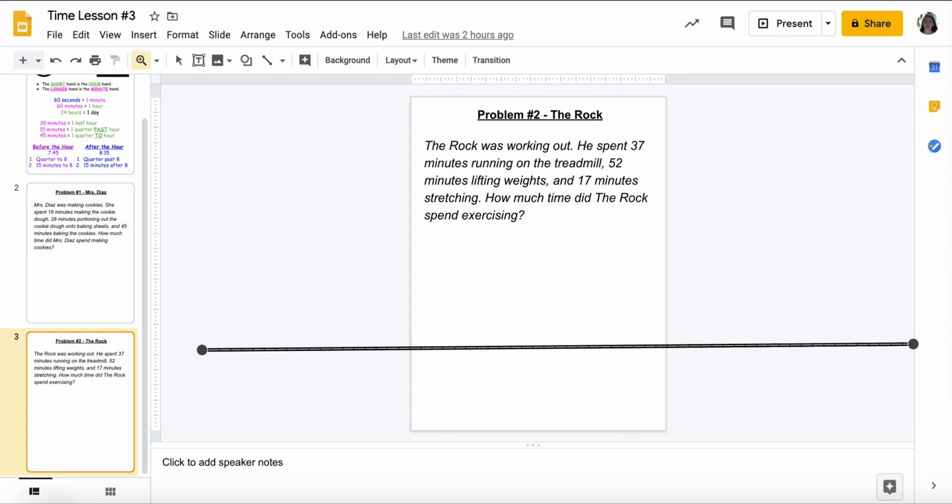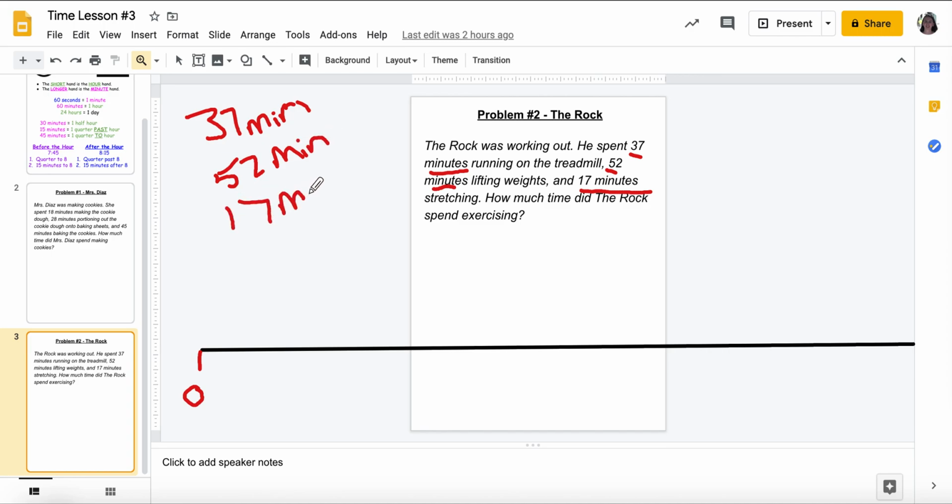Since it does not tell me a time to start, what am I going to start with? Just 0. So let's see what we got to do. He spent 37 minutes on the treadmill, 52 minutes lifting weights, and 17 minutes stretching. So I know I have 37 minutes, 52 minutes, and 17 minutes that I've got to put together to find out how long the Rock was exercising.